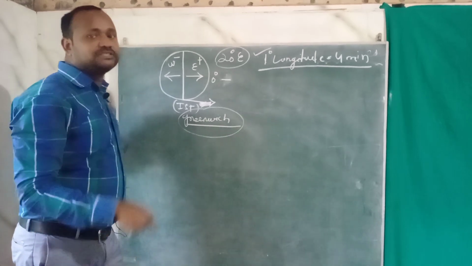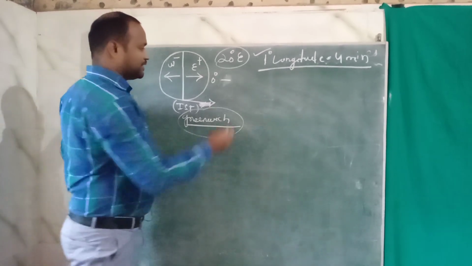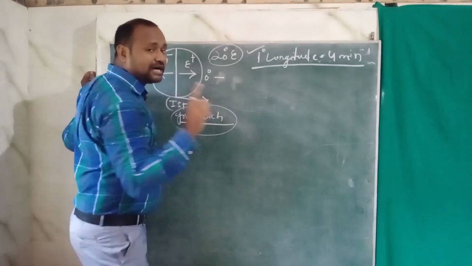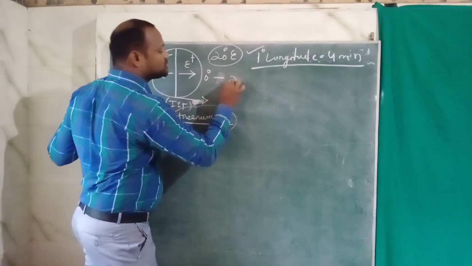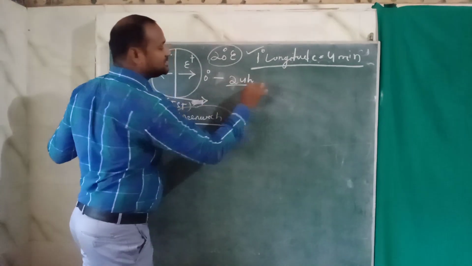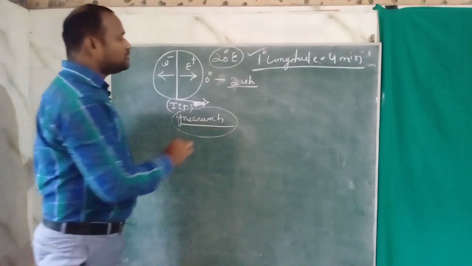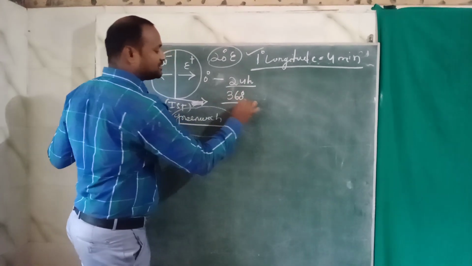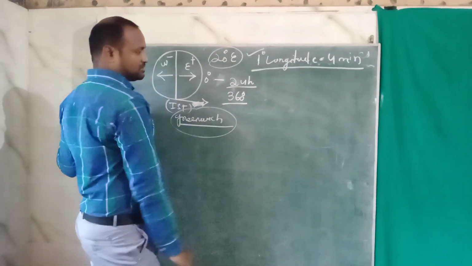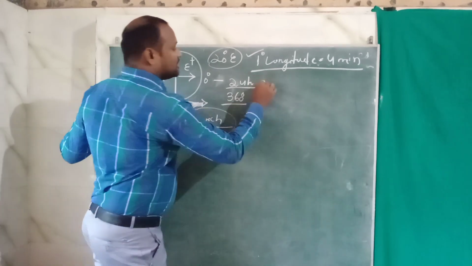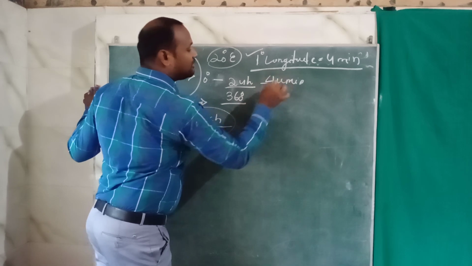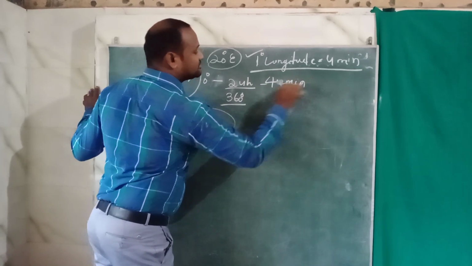Student, you may ask me, sir, how? Can you tell me how much time the earth takes to complete one rotation? It is 24 hours. Yes or no? Yes. How many longitudes does the earth have? 360. Okay, so let's calculate. You will get the answer. So 4 minutes for each longitude.